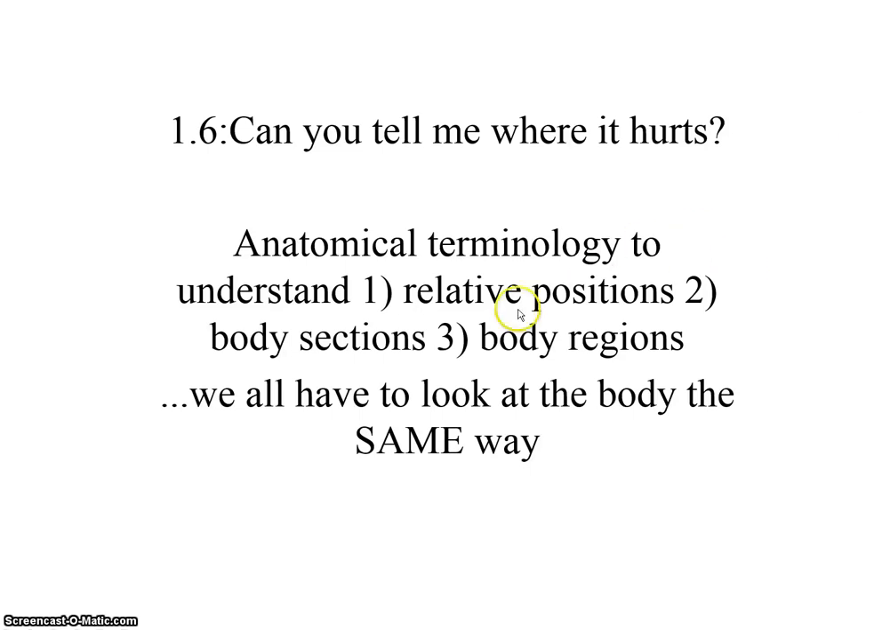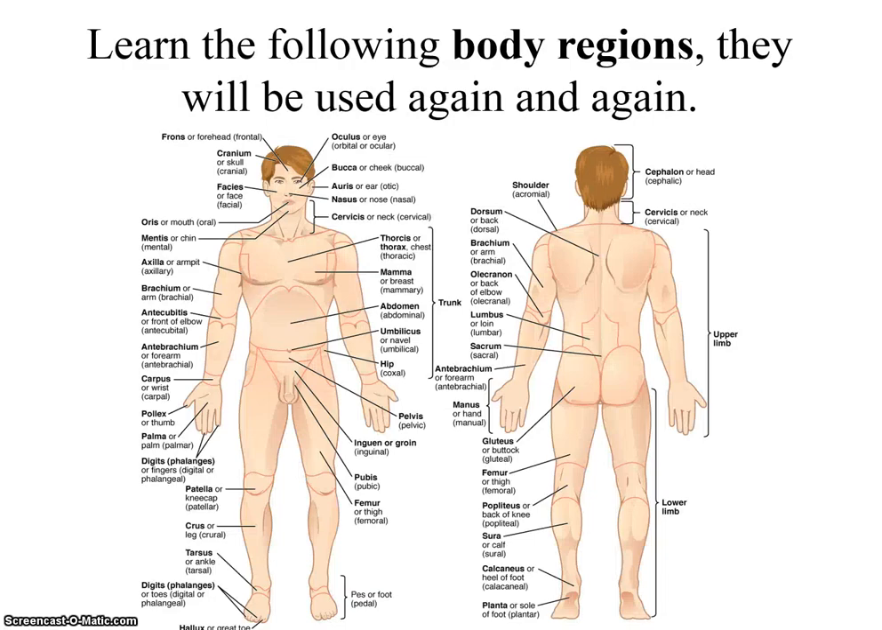The relative positions of the body, that superior, inferior, the body sections, sagittal, transverse, coronal, and those body regions that we said we have about 41 of. And again, we all have to look at the body in the same way so we have effective communication with each other and understanding, perspective. So here are these body regions. They might be slightly different when you look at your lab manual, as far as they might call it cerebral. They have a noun here as opposed to, so they put the adjective in parentheses.